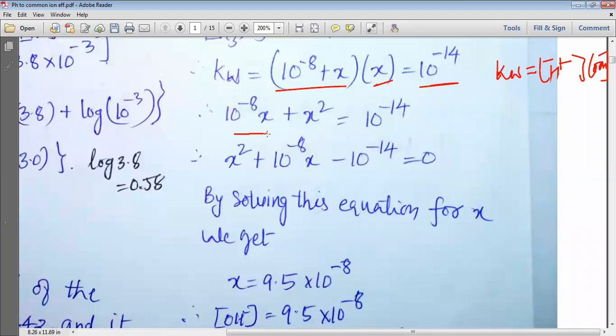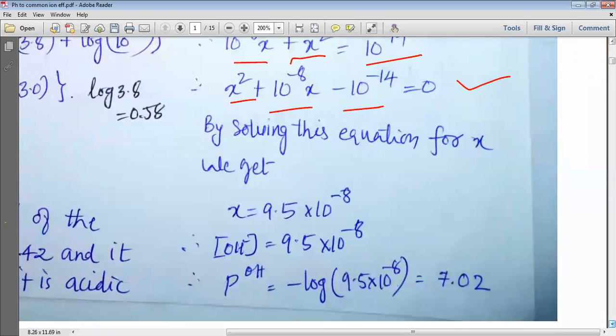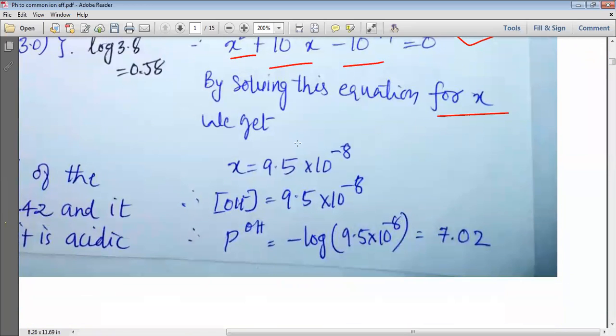Therefore, 10^-8 x + x² = 10^-14. By multiplying both this bracket, we get this. And then we can finally get this equation: x² + 10^-8 x - 10^-14 = 0. Now by solving this equation for x, my dear students, we get the value of x is equal to 9.5 × 10^-8.